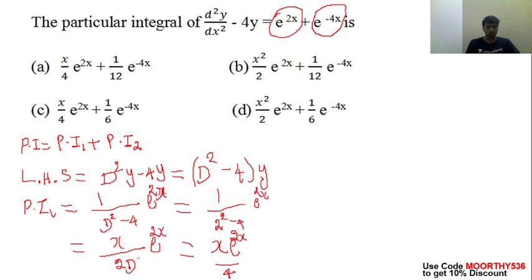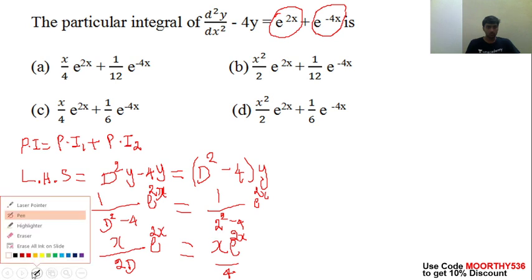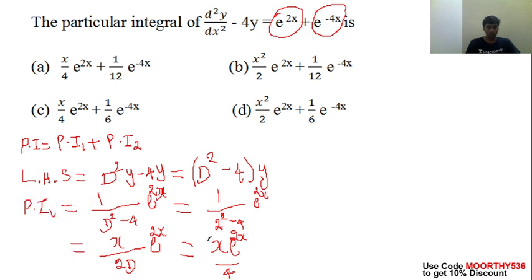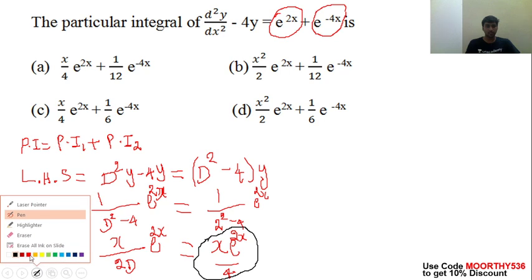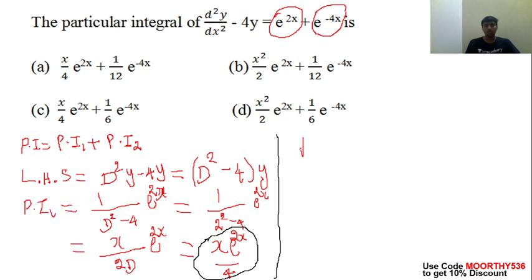PI1 is equal to x into e power 2x divided by 4. The next one, PI2, the particular integral 2, is given as PI2 is equal to 1 divided by D square minus 4 into e power minus 4x.